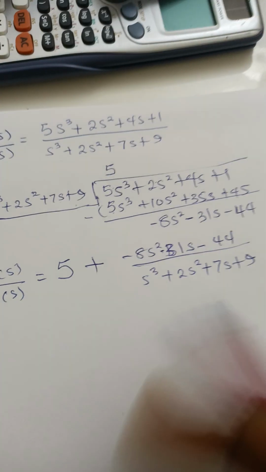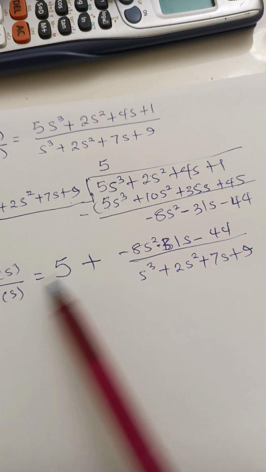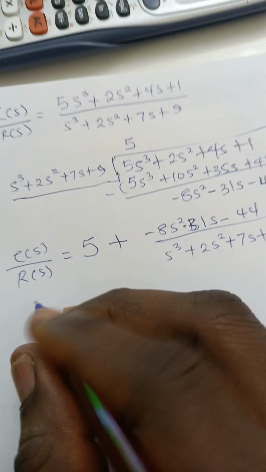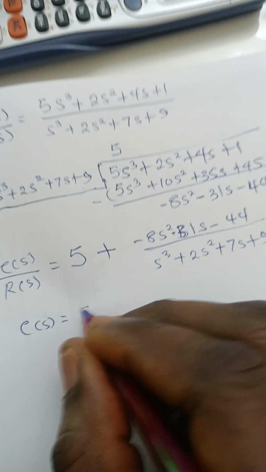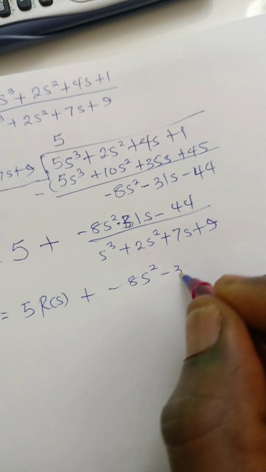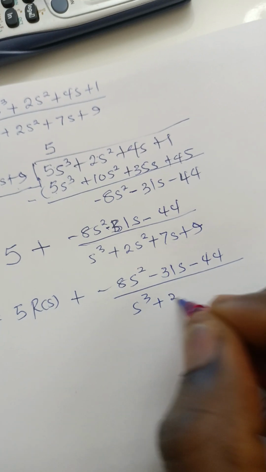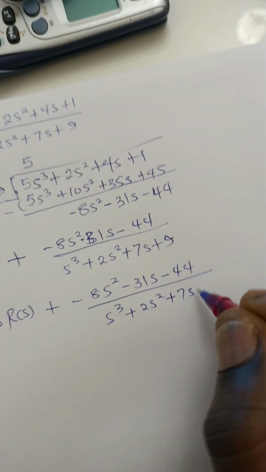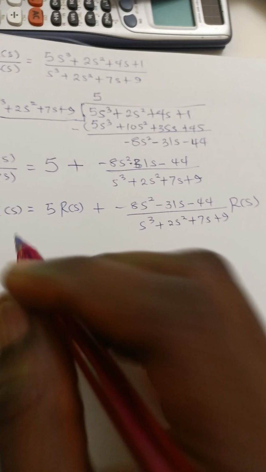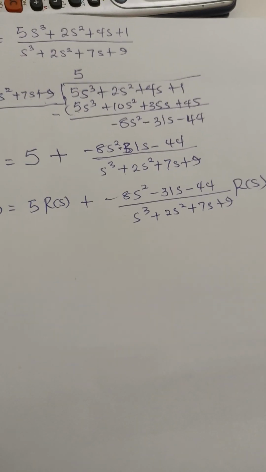And if you look at this very well, you will see that if we are trying to find the outputs, 5 will multiply R of S and 5 will multiply this entire one. You get it? So it can be represented like C of S will be 5 R of S plus minus 8s squared minus 31s minus 44 all over s cubed plus 2s squared plus 7s plus 9, R of S. So as it is now, it means we can represent this if we want to use our state space equation to represent it.